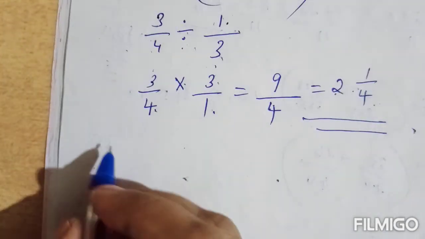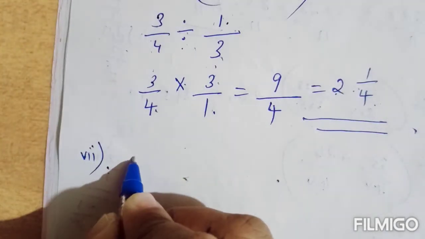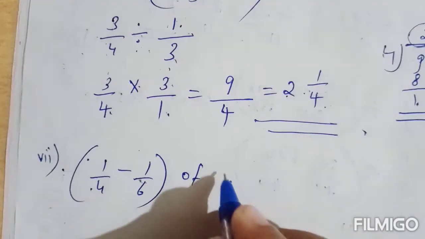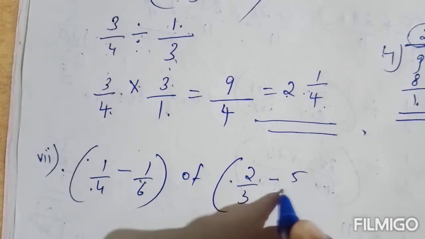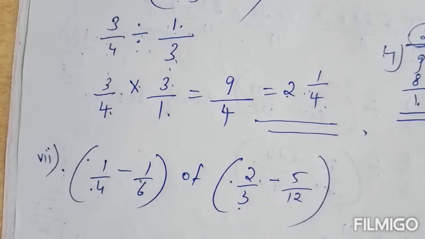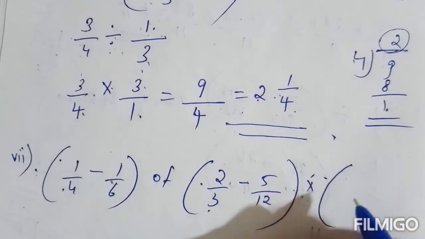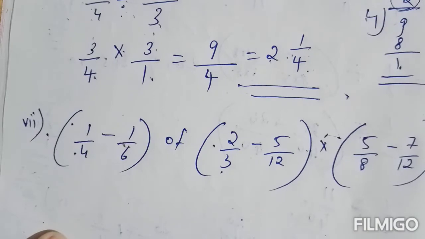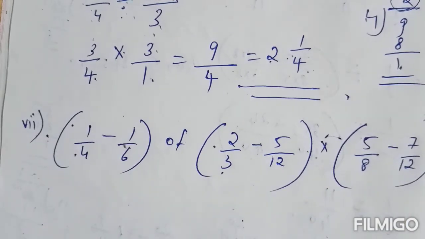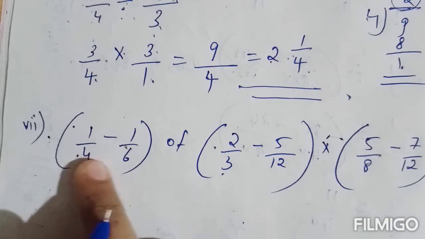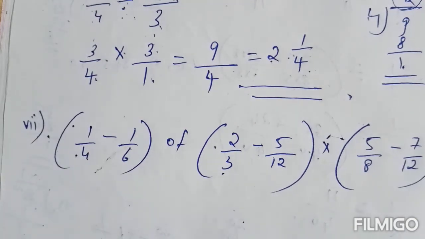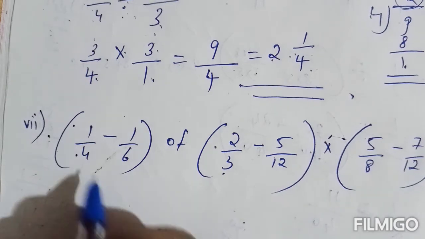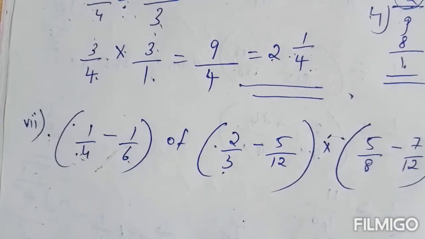In that seventh one, 1 by 4 minus 1 by 6 in bracket, of 2 by 3 minus 5 by 12 in second bracket, into 5 by 8 minus 7 by 12 in third bracket. So here 3 brackets are there. 3 brackets you have to solve first. First bracket, on solving what will you get? 1 by 4 minus 1 by 6. Subtraction it is. So denominators are different. You have to make the denominator the same.